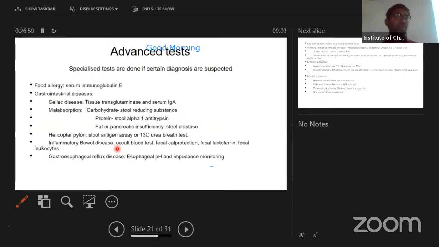For Helicobacter pylori, a stool antigen assay or the 13C urea breath test. In inflammatory bowel disease, the occult blood test, fecal calprotectin, fecal lactoferrin, and fecal leukocytes, whether present or not, you have to also see that. In gastroesophageal reflux, the esophageal pH and impedance monitoring to rule out whether reflux is present or not.